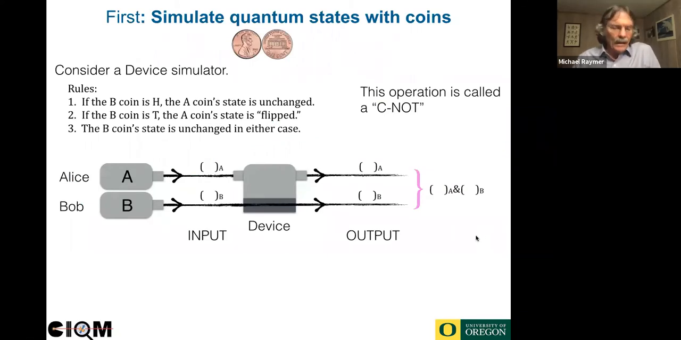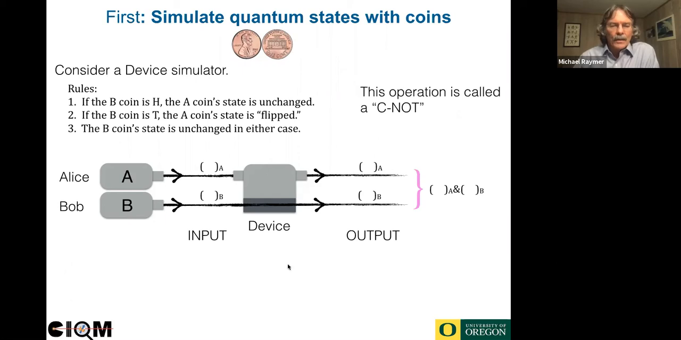So let's see how this works in some detail. First, I want to explain how a classical simulator of teleportation would work. It's very simple. Consider first this kind of device. The rules of this device is that if there's two coins, each one can be heads or tails. If Bob's coin is heads, then this device causes the state of Alice's coin to do nothing, just to remain the same. But if Bob's coin is tails, then this device instructs Alice's coin to flip its state.